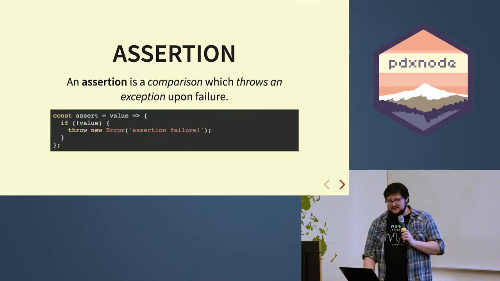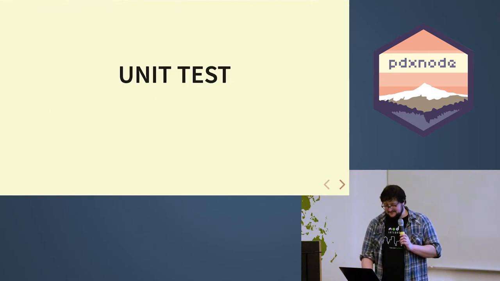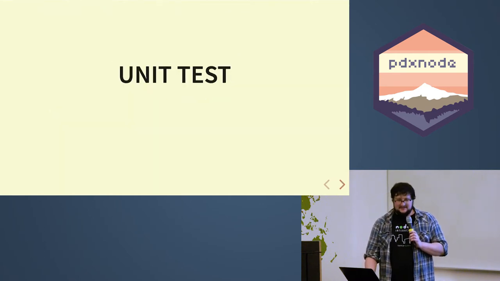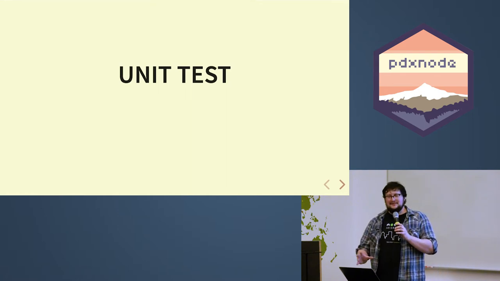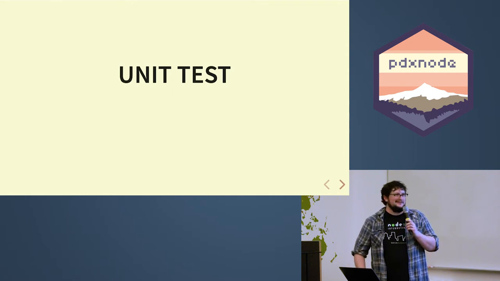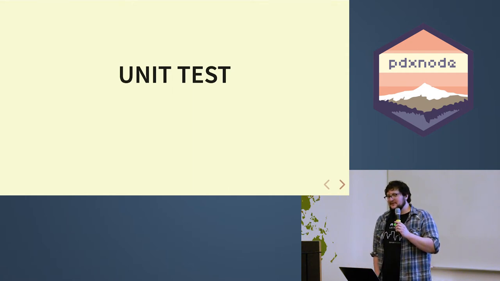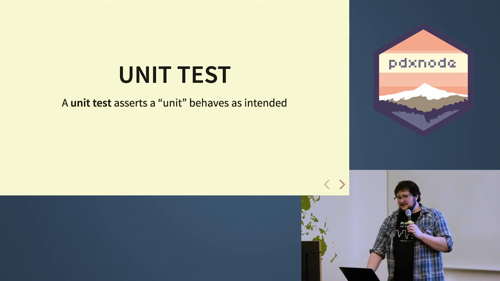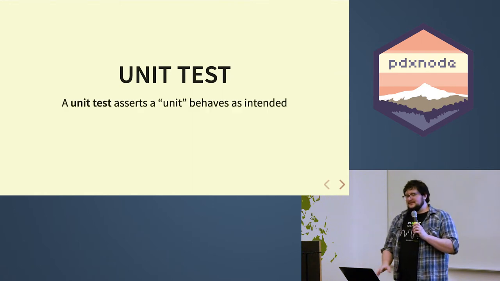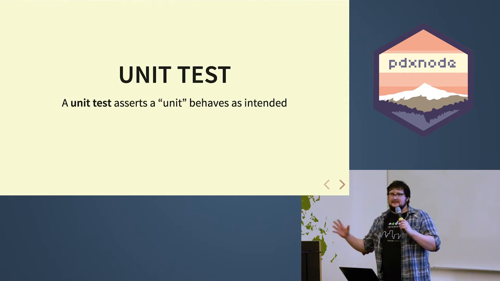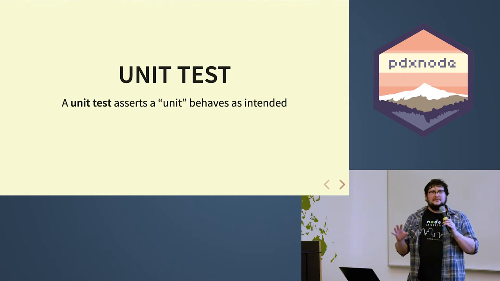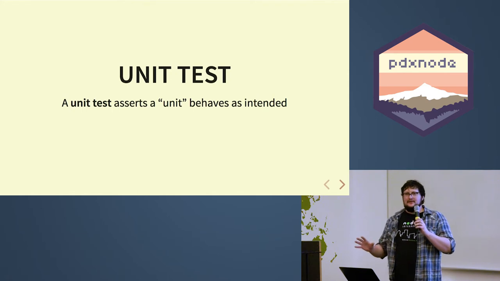So the next term is the unit test. A unit test is kind of like a recursive acronym, or not. The definition is, well, it's a test of a unit, and that doesn't mean anything, right? But you have to know what a unit is. A unit test asserts a unit behaves as intended. So a unit is the smallest testable chunk of code.